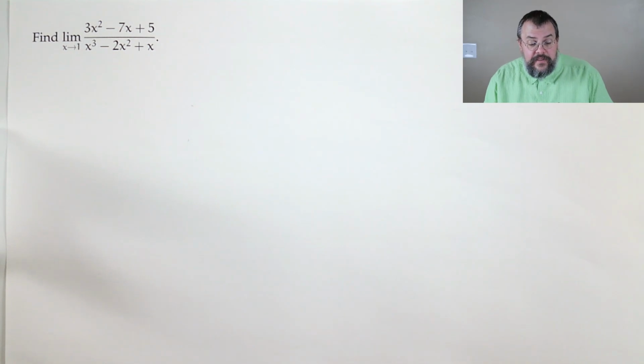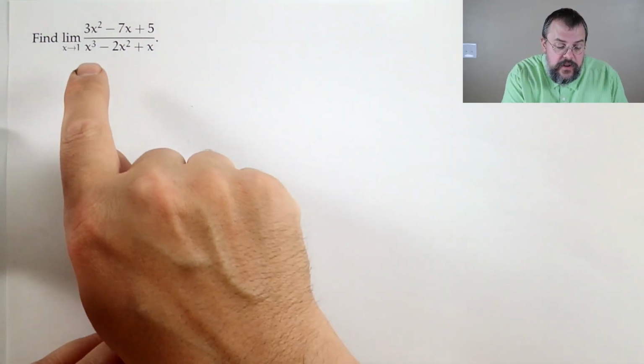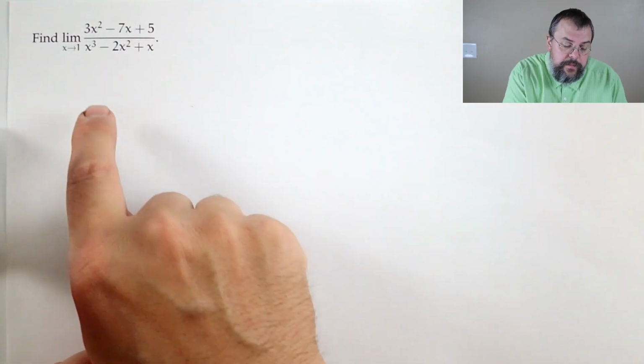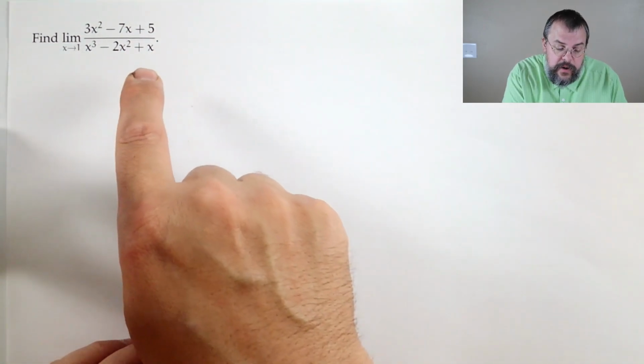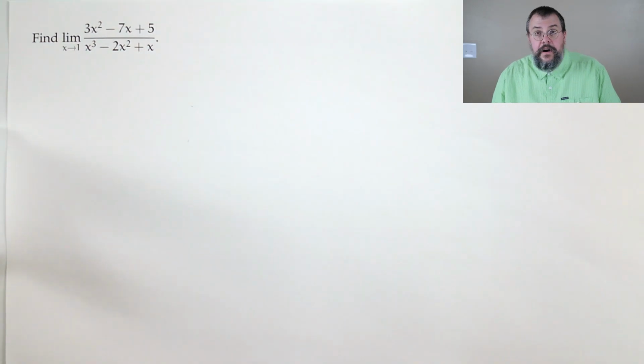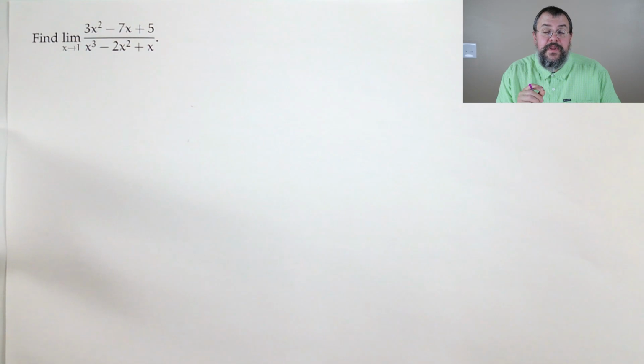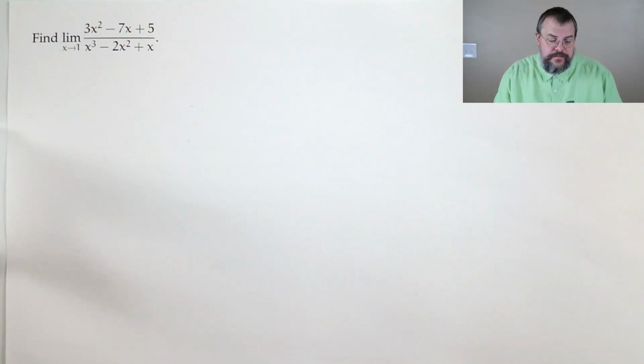Find the limit as x approaches 1 of (3x squared minus 7x plus 5) divided by (x cubed minus 2x squared plus x). Now notice this limit is not a one-sided limit, so we have to understand the behavior from both directions. Does that mean we're going to take two one-sided limits? No, it just means we have to be careful.